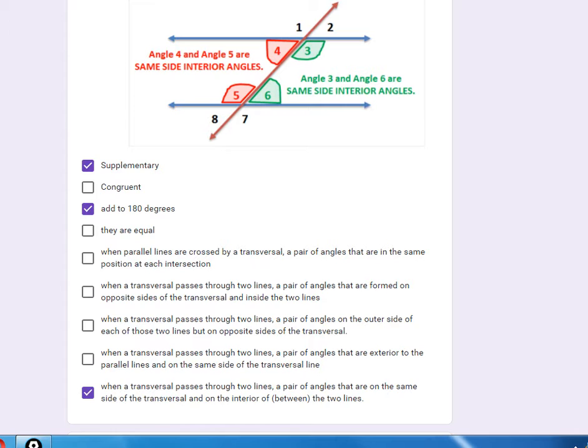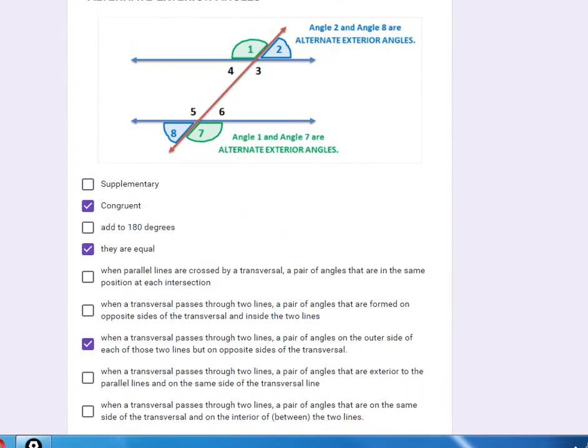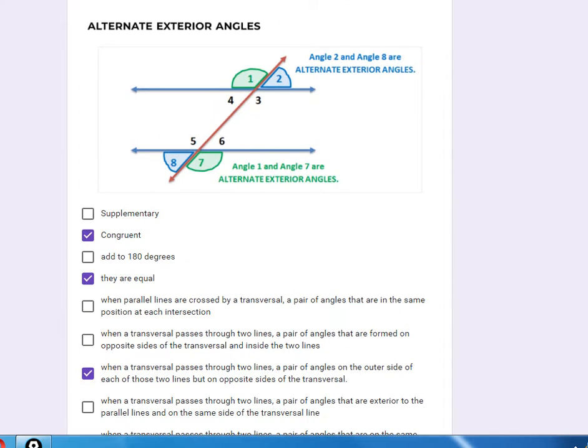Okay, here we go. Alternate exterior. So alternate, so they're on the opposite sides of the transversal, and they're on the outside of the parallel lines. Parallel lines, okay? Opposite sides of the transversal. So they're congruent, they're equal, and they're on the outside opposite the transversal.